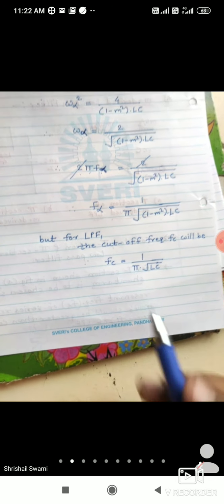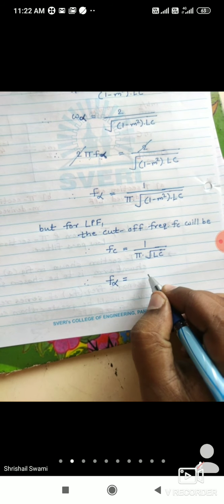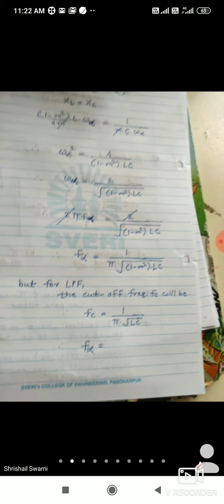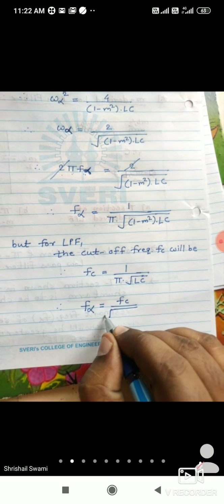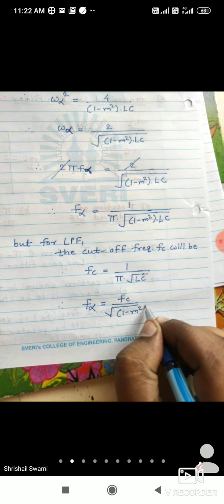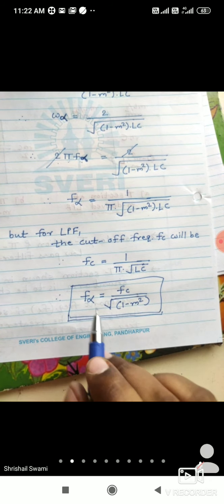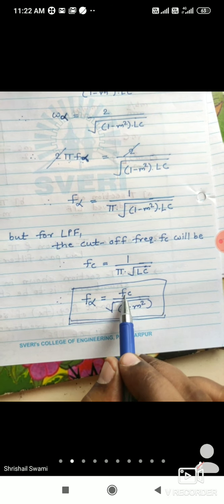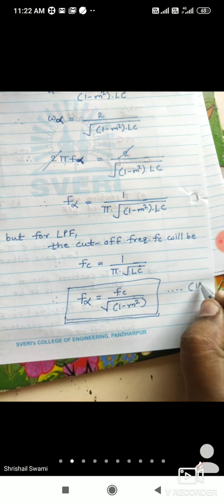If you are putting here, because pi into under root LC can be separated, so f alpha is equal to FC divided by under root 1 minus m square. So this is the expression. F alpha is equal to FC divided by under root 1 minus m square, where FC is replaced by 1 upon pi into under root LC. So this is the first expression.